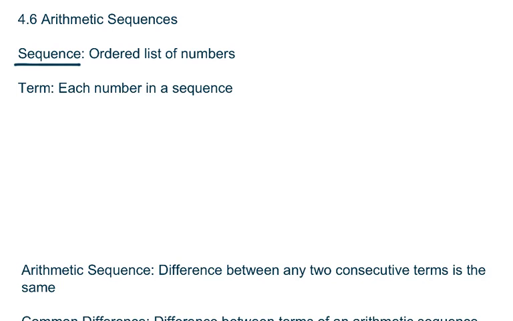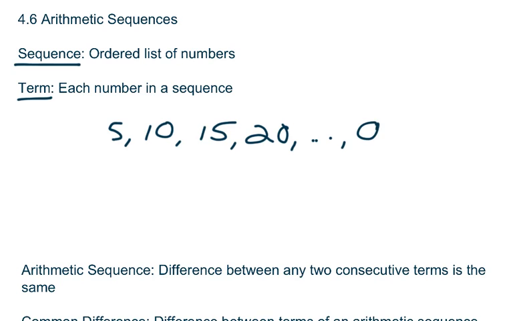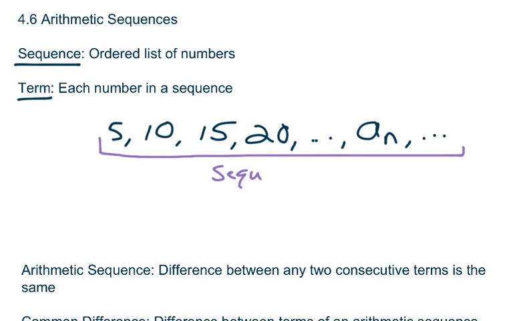First one is sequence. A sequence is simply an ordered list of numbers. Within a sequence there are what's called terms, and terms are each number in a sequence. So if I give you a sequence like 5, 10, 15, 20, and then it carries on, and then we could say a sub n, and then it carries on some more. This whole thing, from start to wherever it ends, is called the sequence. This is the sequence, what I've got underlined in purple.